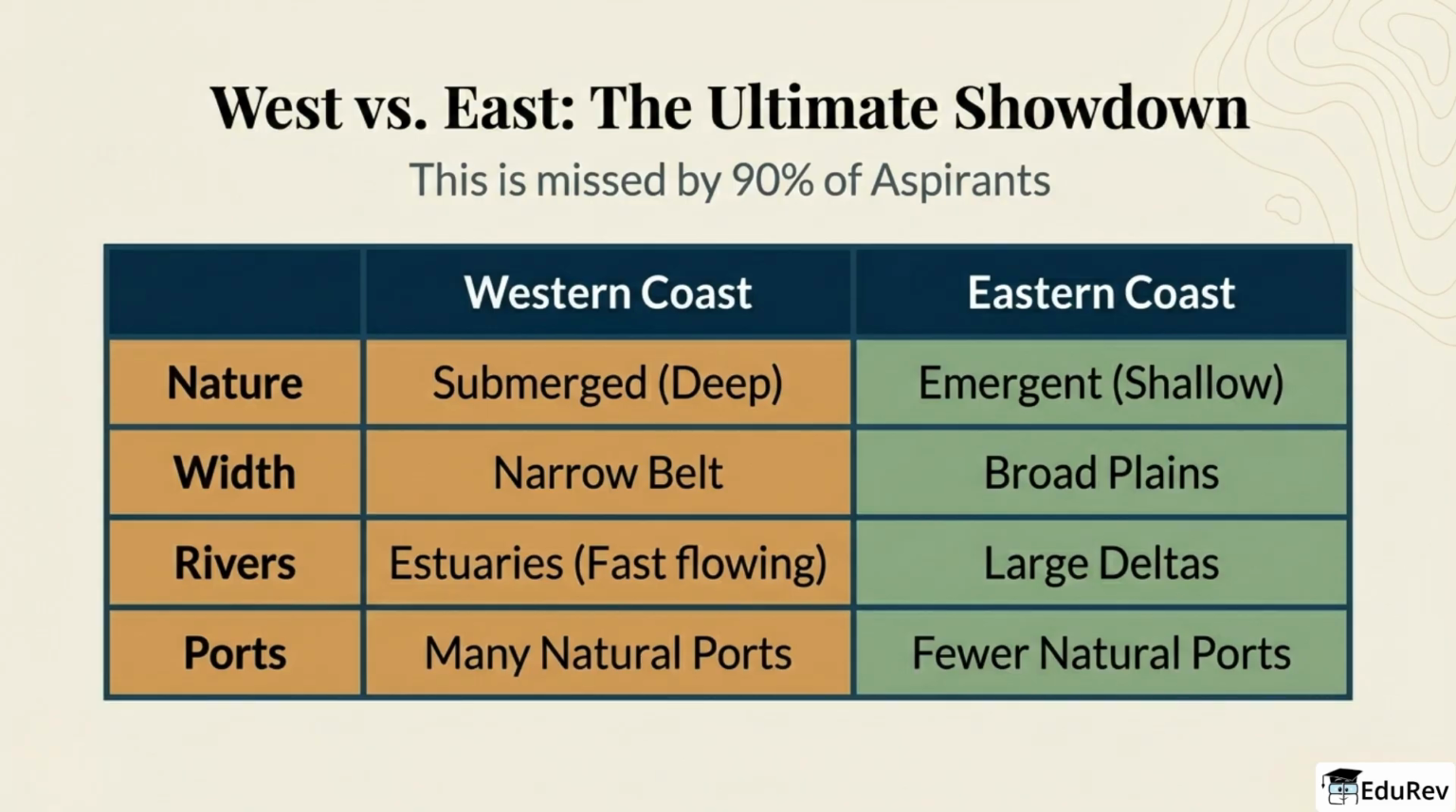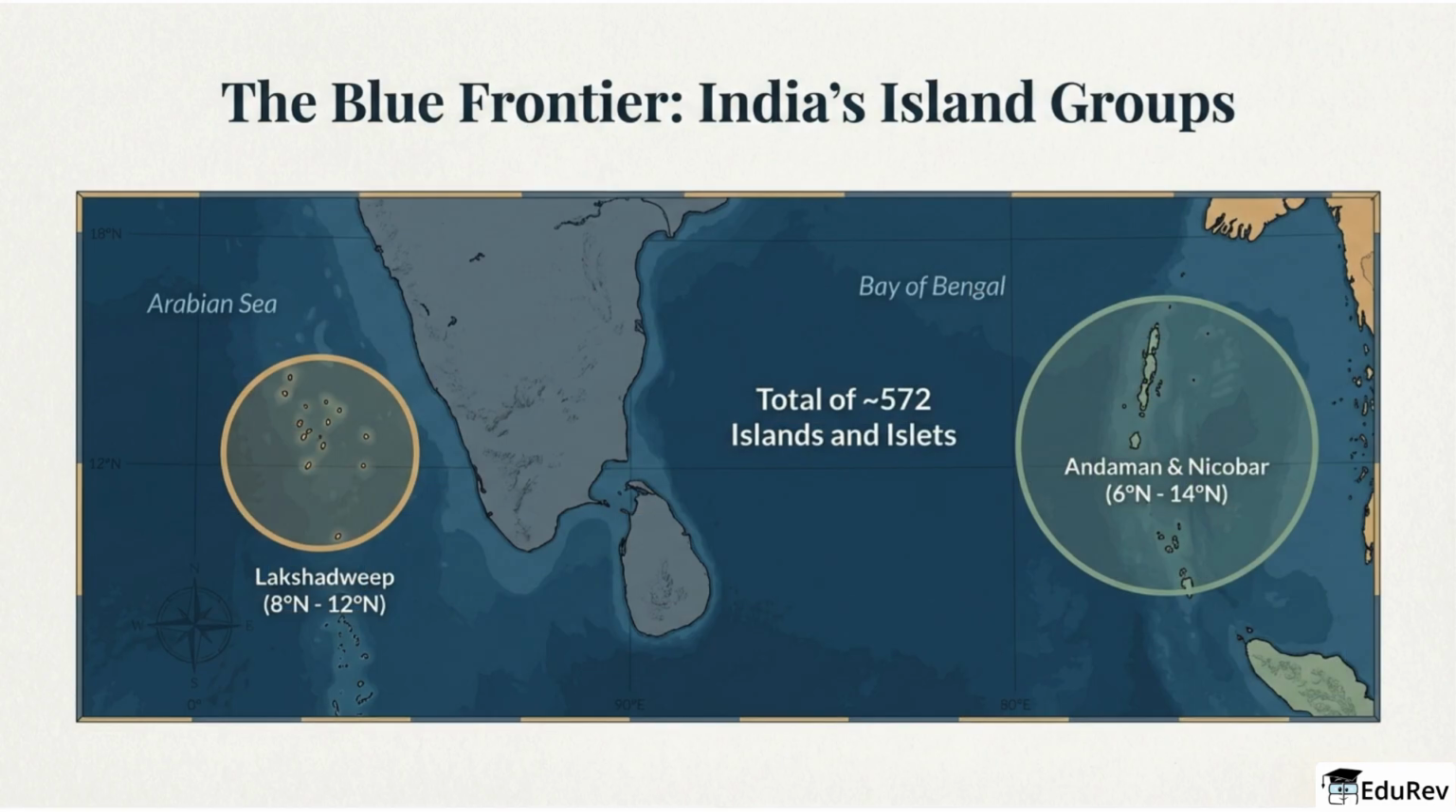Here's a trap you need to be aware of. Don't answer port advantage based on coastline length. Answer based on depth and coastal configuration. Now move from the mainland to the blue frontier, India's island groups. India has a total of around 572 islands and islets, and they are split into two geographically and geologically distinct groups. Lakshadweep lies in the Arabian Sea between 8 degrees north and 12 degrees north. Andaman and Nicobar lie in the Bay of Bengal zone between 6 degrees north and 14 degrees north.